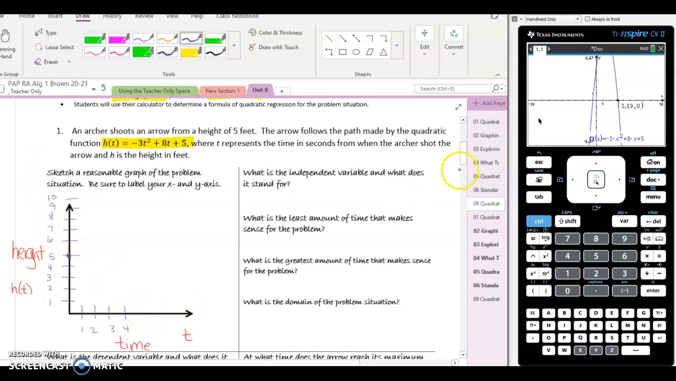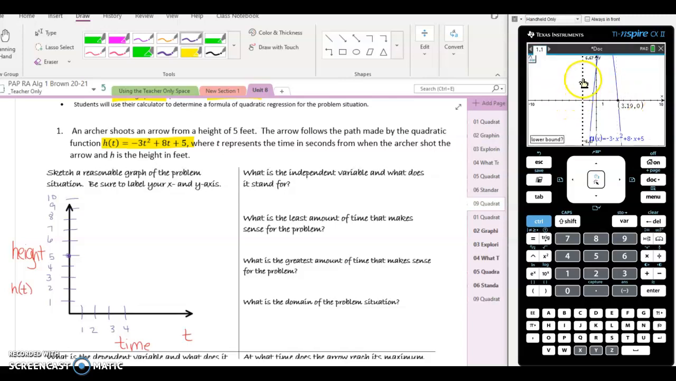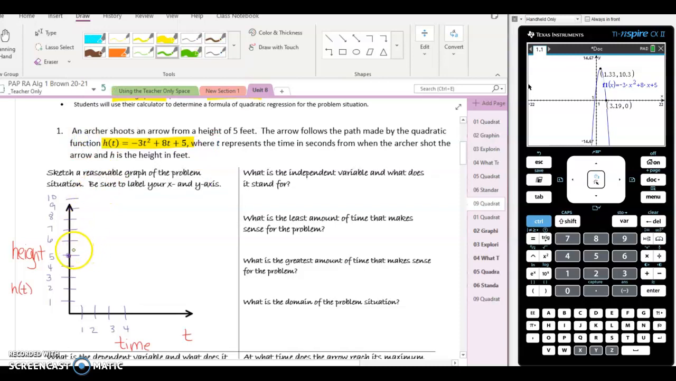And let's see what our maximum is, because we have one of those here. Menu, analyze graph. Let's find the maximum. I'm going to click, drag, click, and that tells us that our maximum is at 10.3. Good. So we have a couple of things here that we can use to sketch our graph. Let's see what color we want to use. Let's use green. Let's use this pretty green.